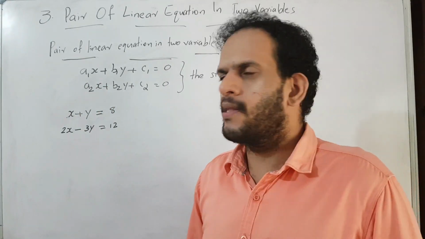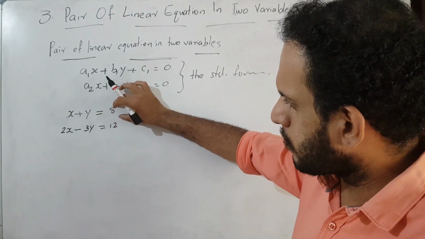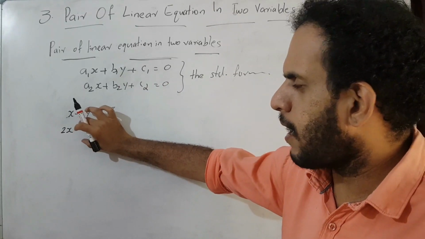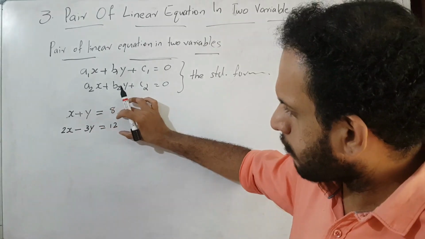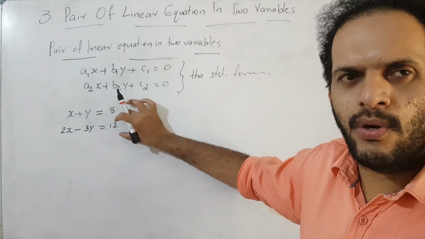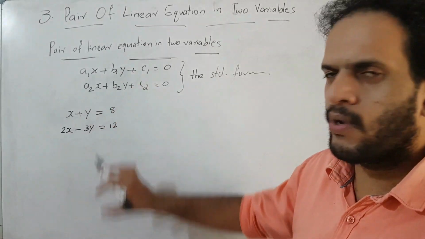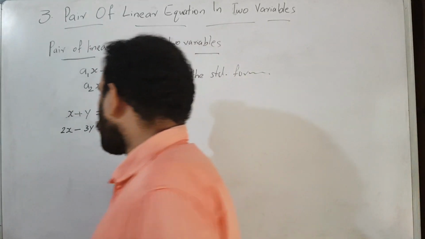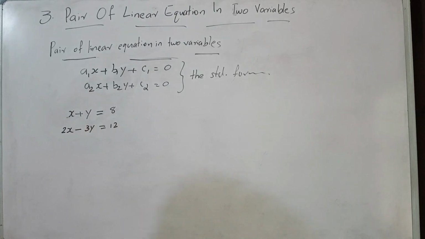First we find two solutions of the first equation and draw a graph of that, and next we find two solutions of the second equation and draw the graph of this equation in the same graph. Okay, the example is here. We need to represent x plus y is equal to 8 and 2x minus 3y is equal to 12 in the form of a graph.